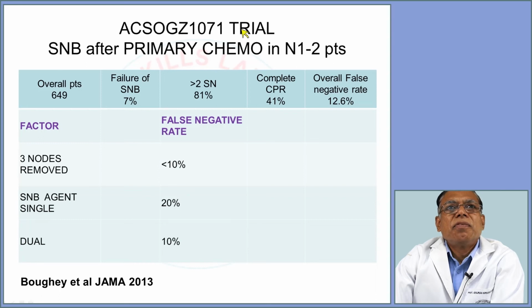What to do if a patient has advanced cancer and we offer primary systemic chemotherapy or neoadjuvant chemotherapy has been addressed in this trial. The false negative rate has been found to be very high if we remove fewer than 3 nodes, up to 20% with a single agent, and if you use dual tracers it can be brought to 10%. So if more than 3 nodes are removed, the false negative rate can be reduced to less than 10%.